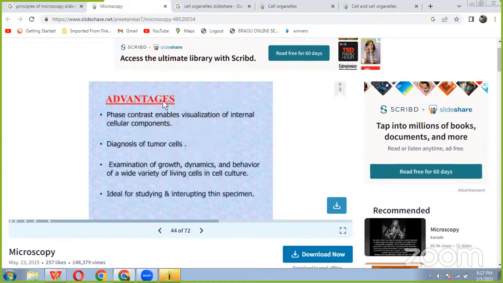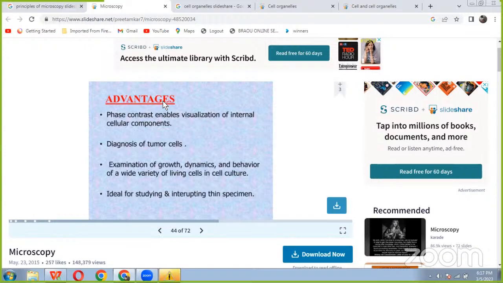What are the main advantages of the phase contrast microscope? Visualization of internal cellular components. For example, in bacteria, the contrast enables visualization of the internal cellular components. What are the internal components? For example, some of the cellular organelles.